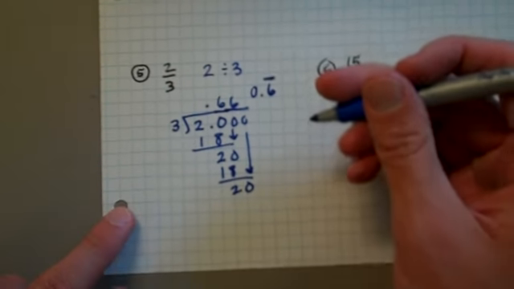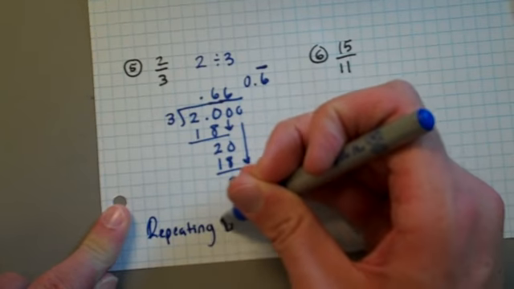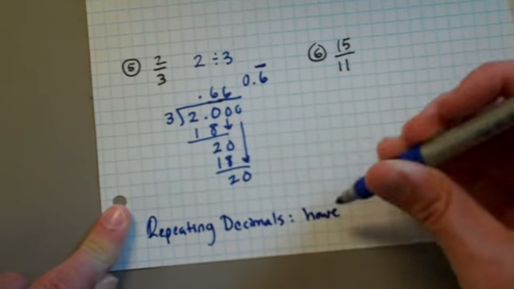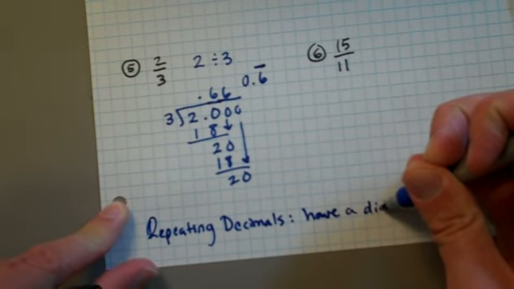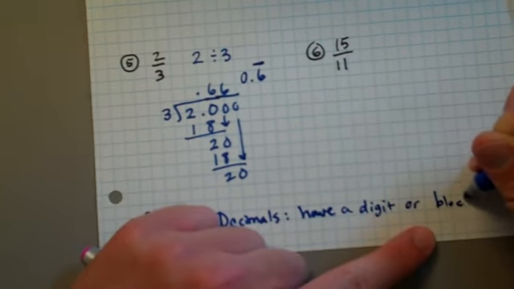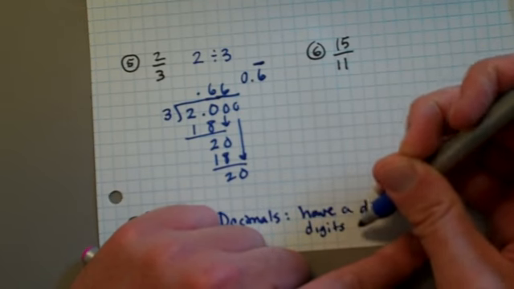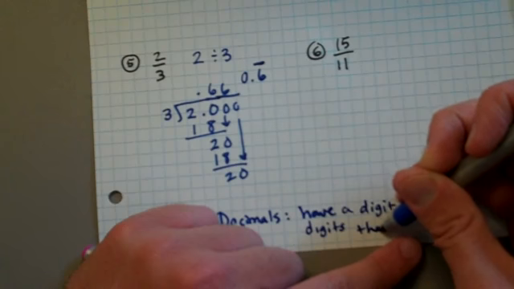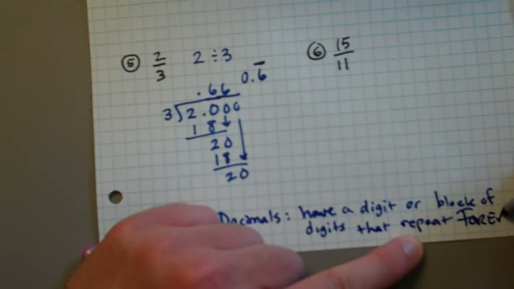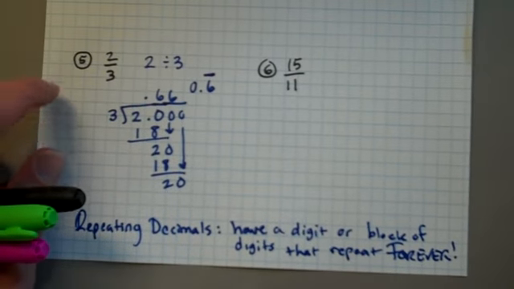And repeating decimals, I'll go ahead and write that down here. They have a digit after the decimal place, or block of digits, that repeat forever. Okay, so those are repeating decimals.